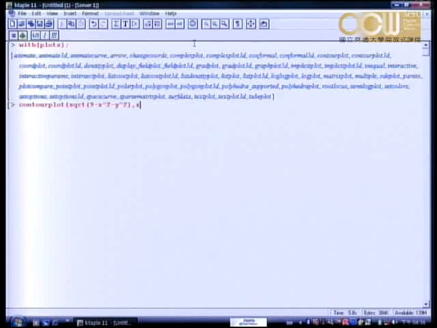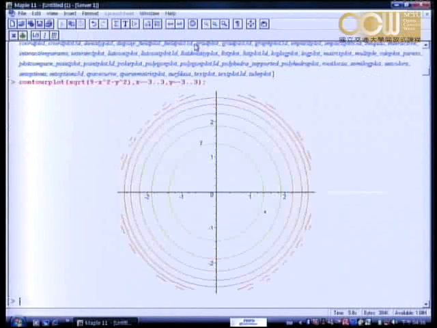And again, I have to define a viewing rectangle. So let's say x from minus 3 to 3 again, and y from minus 3 to 3. You see, this is what I explained before. So you can plot such a function also by plotting the contour or level curves.